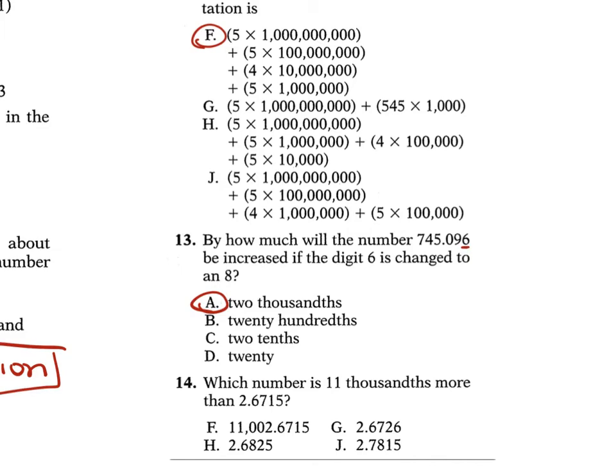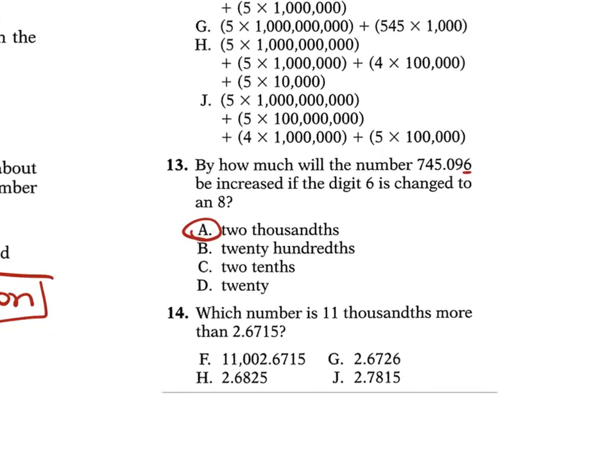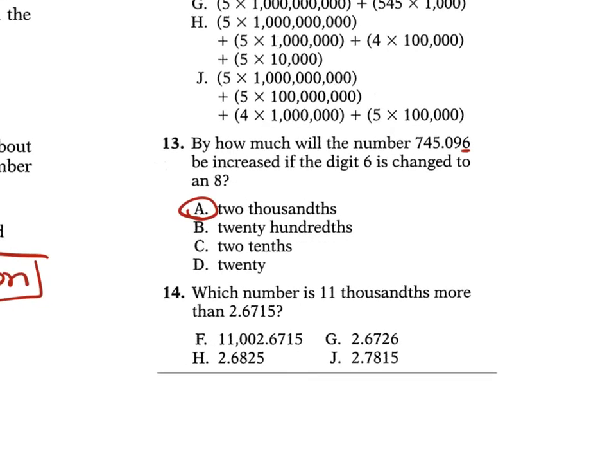For 14, we have which number is 11 thousandths more than 2.6715. 11 thousandths would be 1 here. So it would be 2.6825. So H.